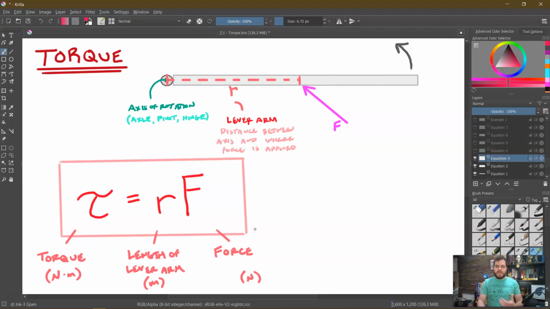So that length times that force gives me a torque, and the units of torque are newton meters. Nothing more fancy than that. We just call it newton meters.